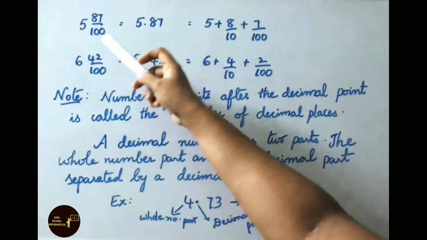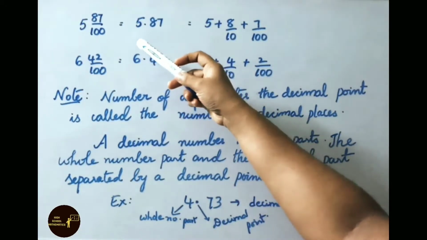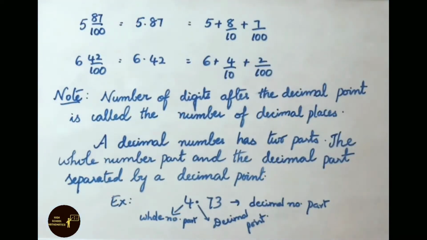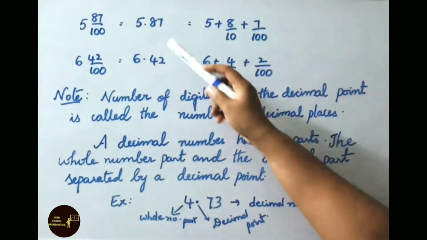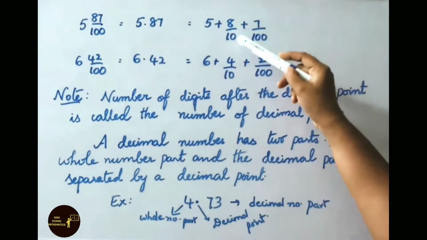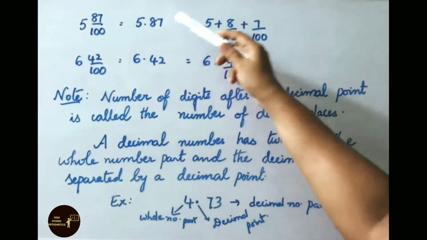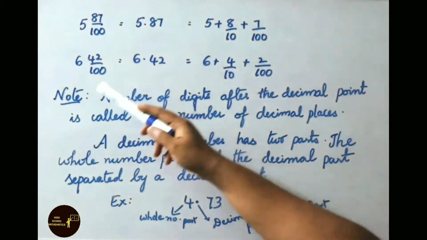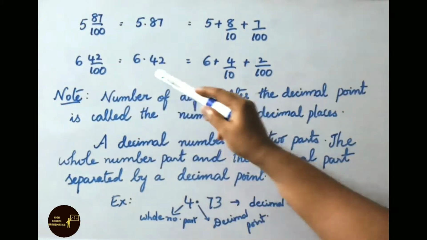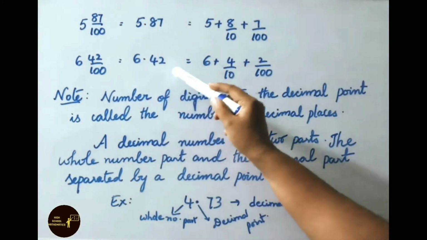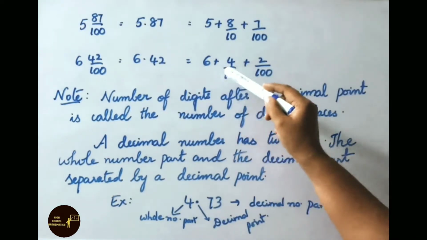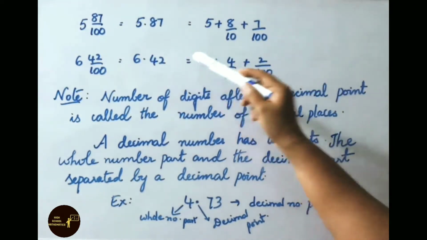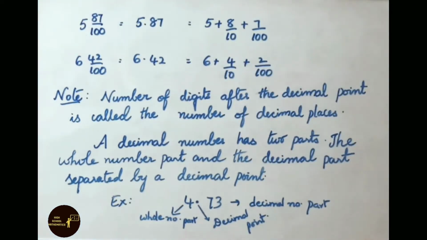See the example 587 by 100, that equals 5.87. That equals 5 plus, in the 10th place 8 is there, so write 8 by 10, plus in the 100th place 7 is there, so write 7 by 100. See another example, 642 by 100. That equals 6.42. That equals 6 plus, in the 10th place 4, so 4 by 10, plus in the 100th place 2 is there, so write 2 by 100.